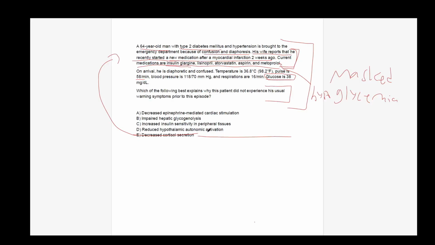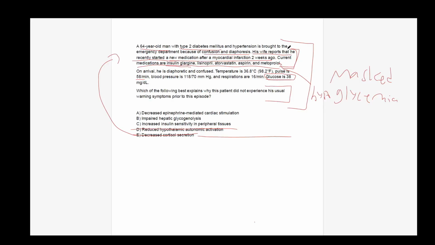Reduced hypothalamic autonomic activation. This could be a cause of hypoglycemia, but it is not the case here because, once again, they mention the type 2 diabetes, but they don't mention that this patient is having peripheral neuropathies. They don't mention the extent of the diabetes. They don't even mention his A1C. And so to assume the diabetes is causing nerve damage, which leads to decreased sensation of the blood glucose levels sending it to the brain, we can't just assume that. So we're going to take that off.